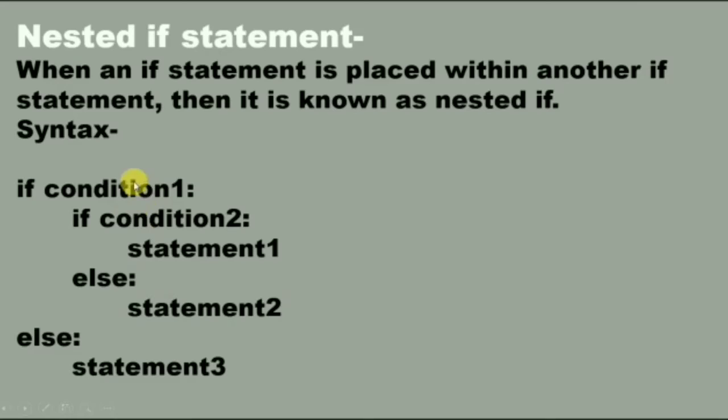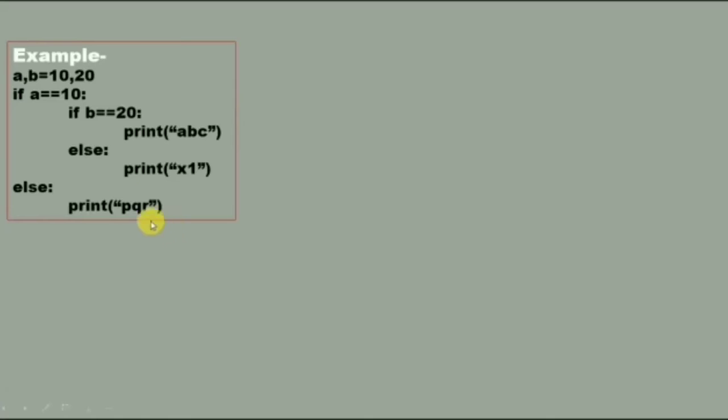But if the first condition was false, then we will simply ignore this and we'll move on to the else part and execute this. Here I have written a single statement, but in the else part also you can write another if statement. Let's take an example.